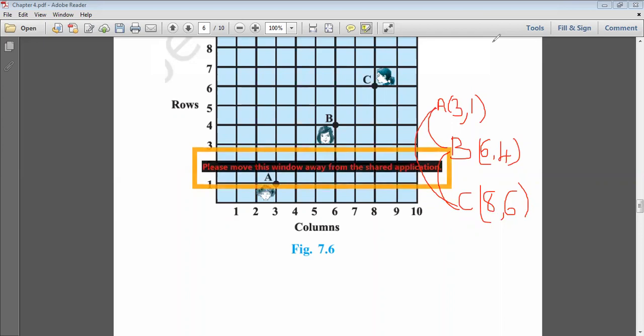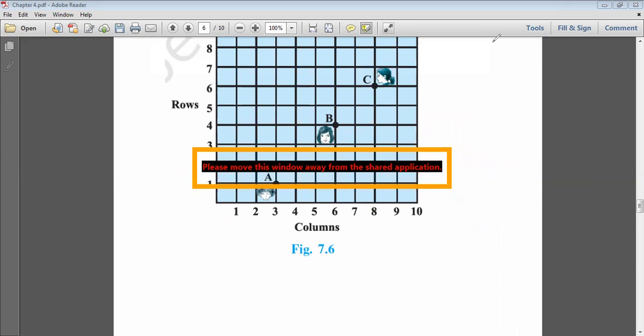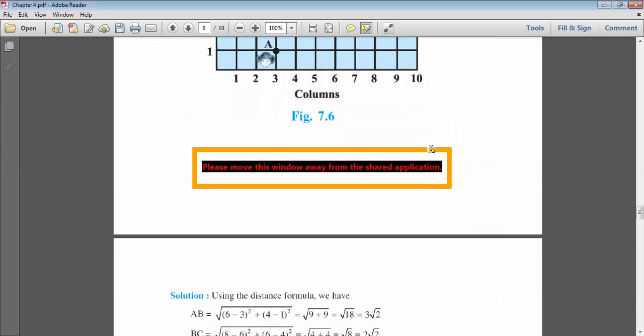So something is coming on the screen. Please move this window away from the shared application.